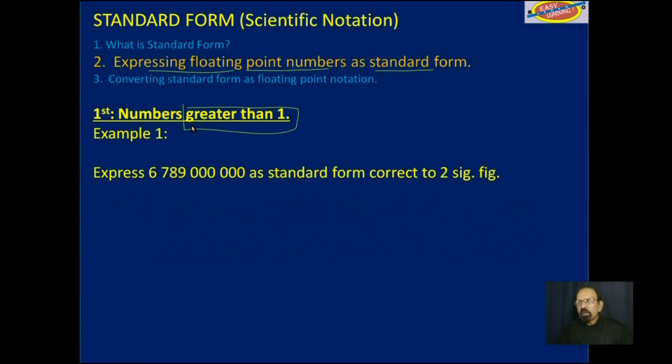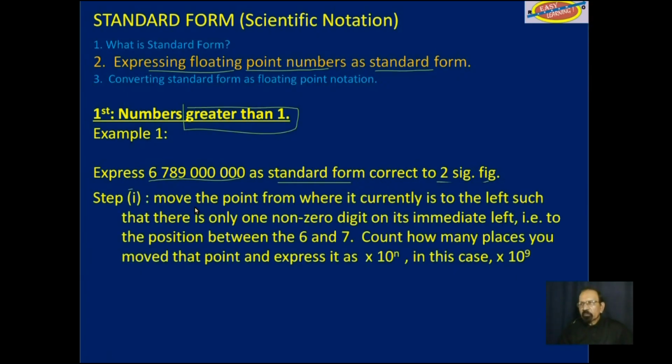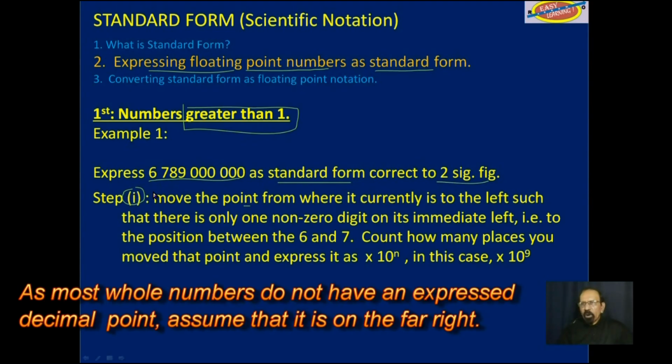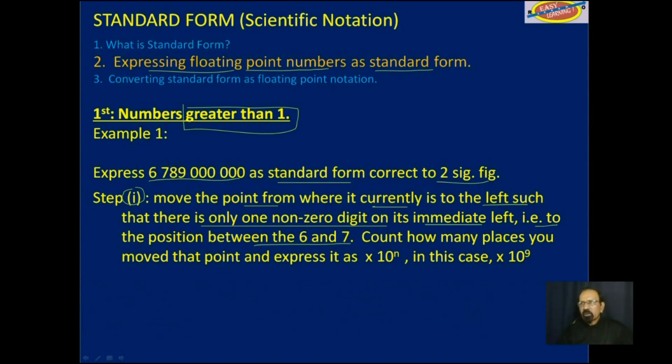We are going to deal with numbers greater than 1 first. So let's look at this number. It's a fairly large number. We want to carry it to standard form, correct to 2 significant figures. So first of all, we will move the point from where it currently is to the left, such that there is only one non-zero digit on its immediate left. That is to the position between 6 and 7. We want to move it and put it here.